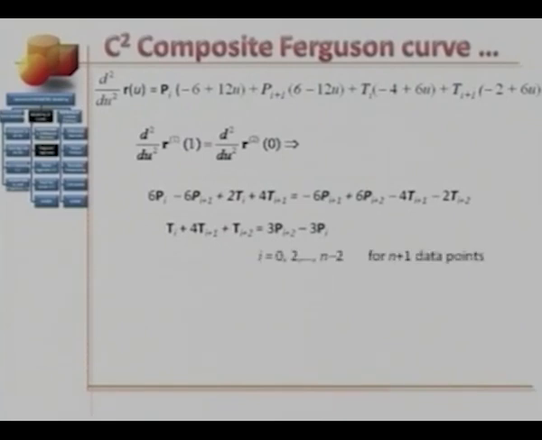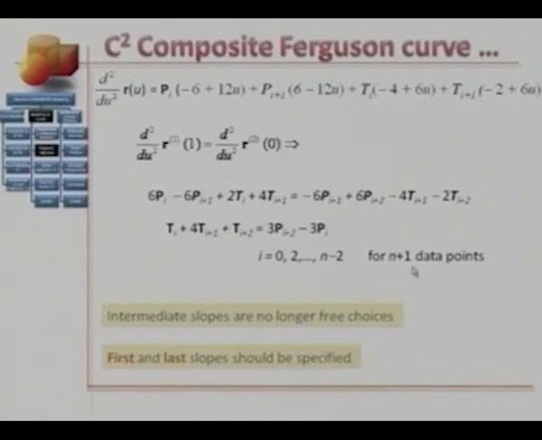Now this is an equation corresponding to all values of i going from 0 up till n minus 2, that is for n plus 1 data points. These n minus 1 equations relate n plus 1 data points and n plus 1 slopes. These n minus 1 equations ensure that intermediate slopes are no longer free choices, but they need to be computed if the continuity in second derivative is to be maintained at the junction points.